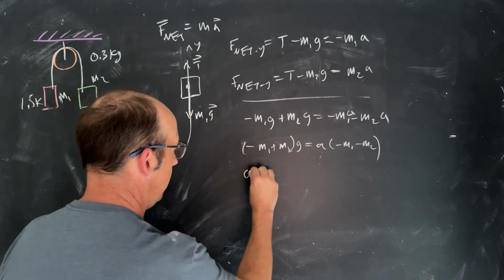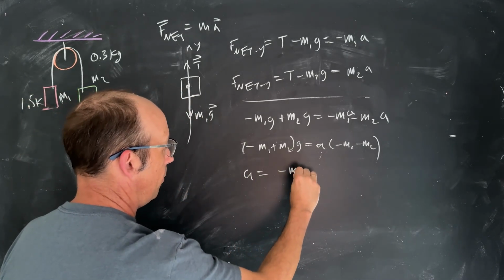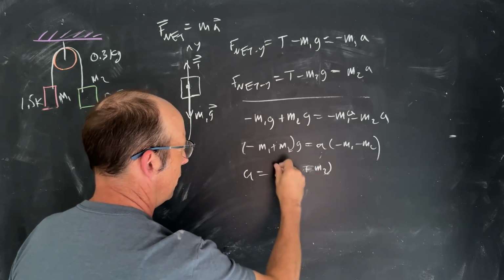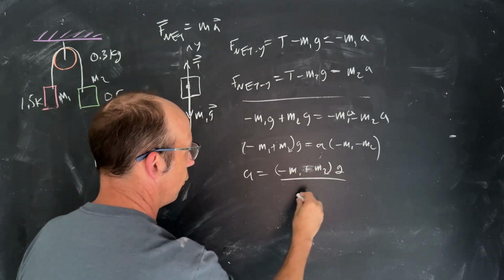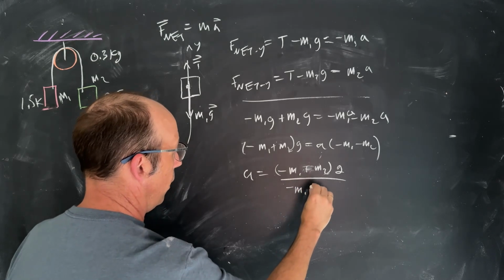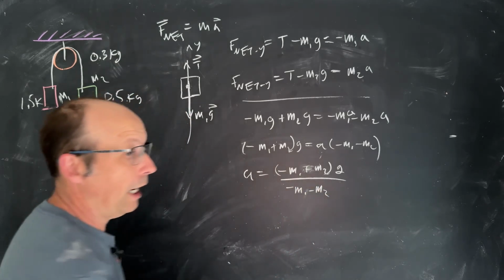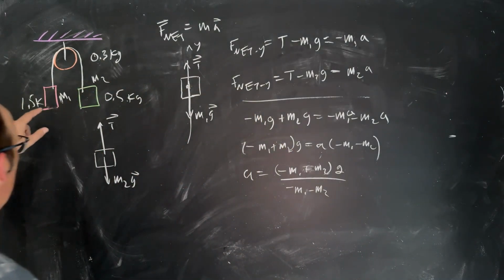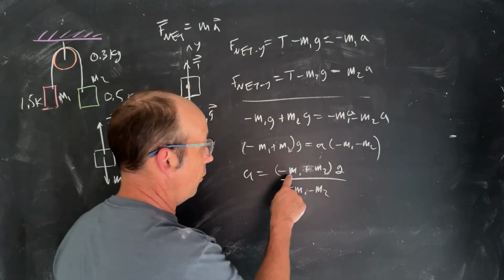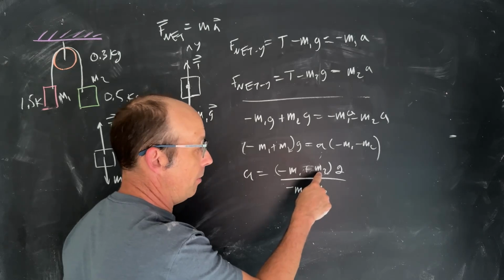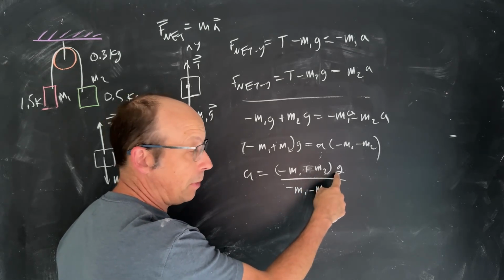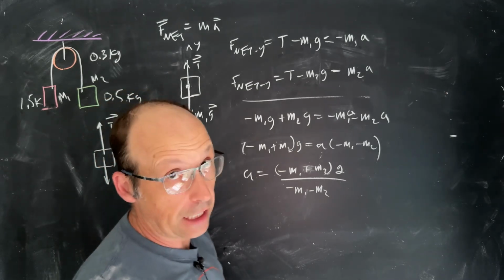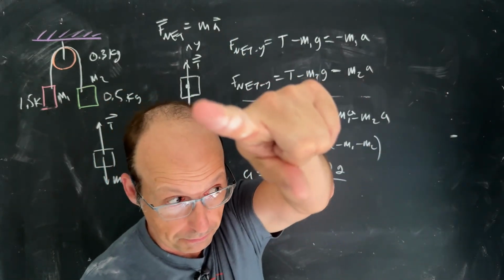And then a is going to be (−m1 + m2) times g over (−m1 − m2). Okay, is that going to give me a positive or negative number? Well, remember that m1 is greater, so that is going to be a negative number. G is positive. So on the top I'm going to get negative, on the bottom I'm going to get negative. So a negative divided by a negative is a positive.